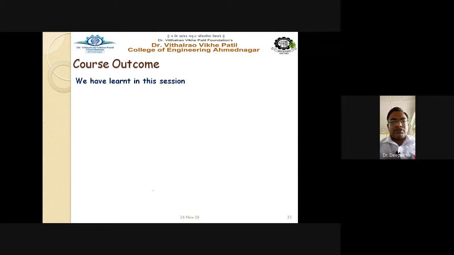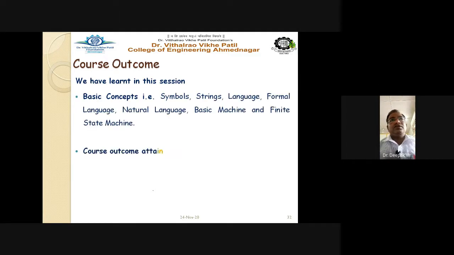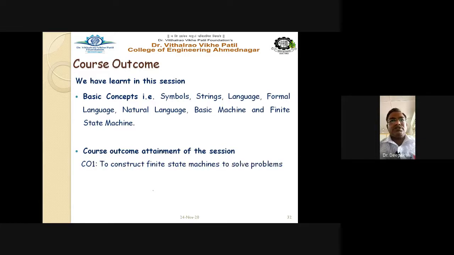So that's all about the basic machine and the finite state machine. We have learned in this section the symbol, strings, the language, the formal language, the natural language, the basic machine, and the finite state machine. I hope all the concepts are now clear. The outcome of the session is to construct the finite state machine to solve a problem.